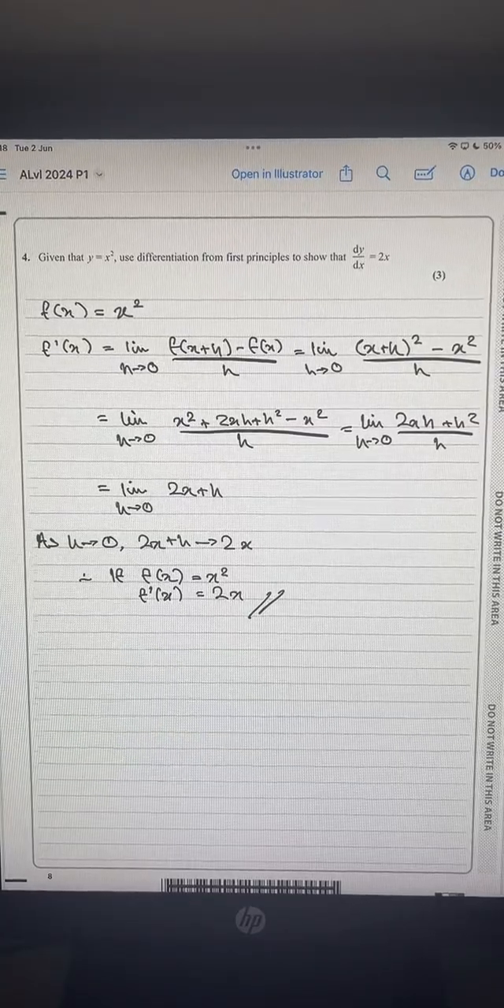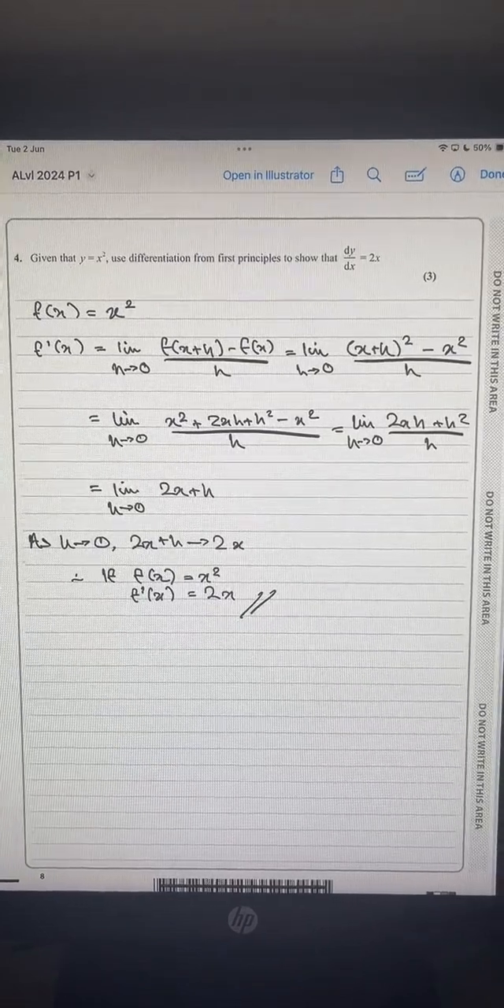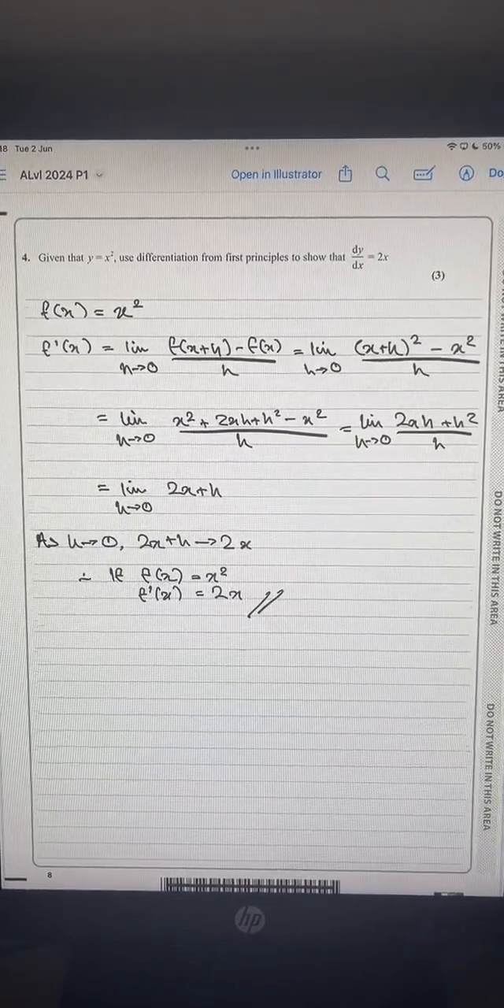Very nice question. I don't think that you'll ask this question again, but this is the process of how to do it. Hopefully the process makes sense to you guys, of what to substitute where. And then you want to cancel out your h's, and then you show as h tends to 0 what happens to your overall algebraic expression. What does that tend to? And it should tend to what you want to show. And that is all you have to do.